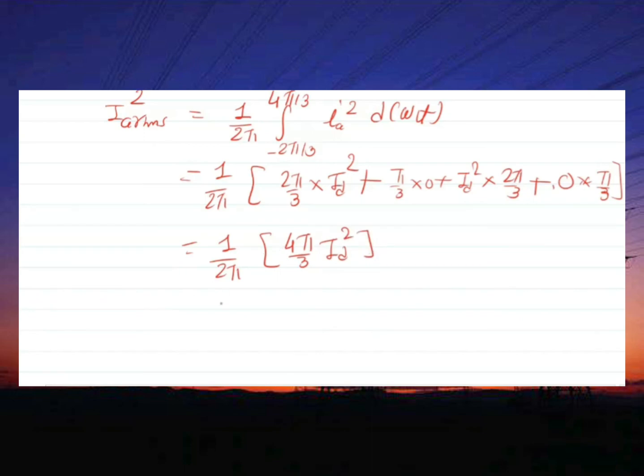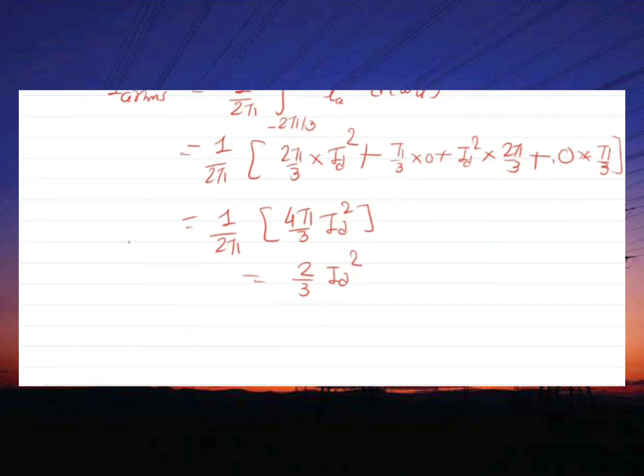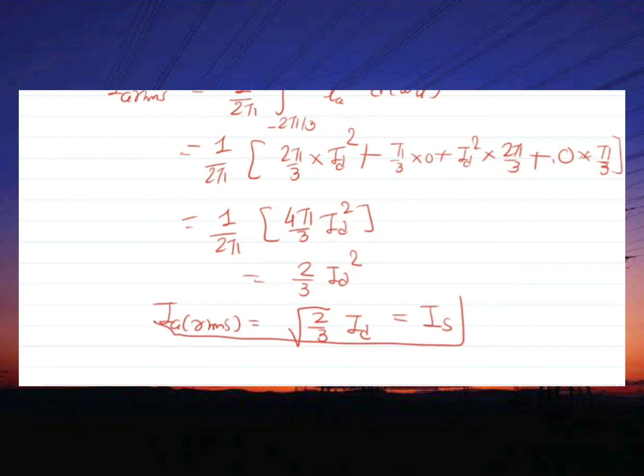So the 2 cancels out, pi cancels out, so it is 2 by 3 Id square. So this is your IRMS square. If you want to calculate the value of IRMS, take the square root of that, so it is under root of 2 by 3 Id. It is also called the IS. So the current on the secondary side of the transformer is under root of 2 by 3 Id, where IS is called the current on the secondary side of the transformer.